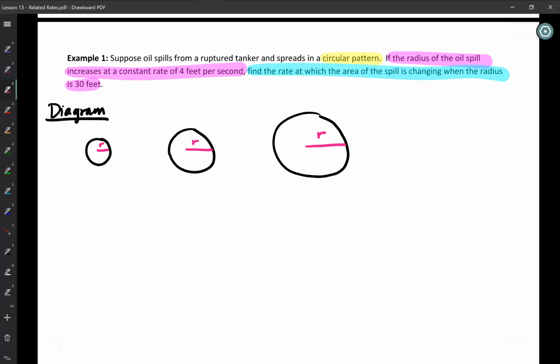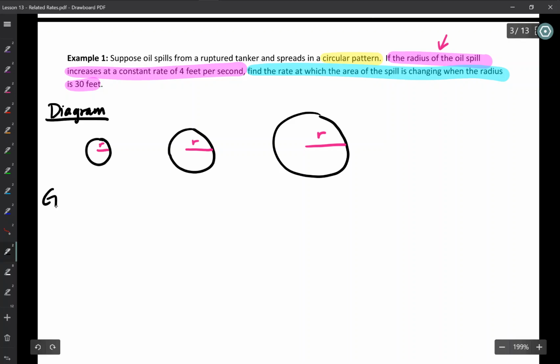There's my radius. A little bit later, there's a larger circle still. What have they given me? They've given me the rate at which the radius changes with respect to time. They did that right here. They said that the radius of the spill increases at a constant rate of 4 feet per second. So say right here my radius is 1 foot, and then another second later my radius will be 4 feet, and another second later we've got another 4 feet added on to that, 8 feet.